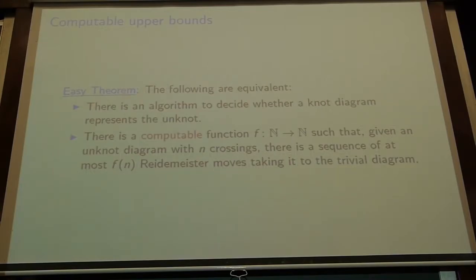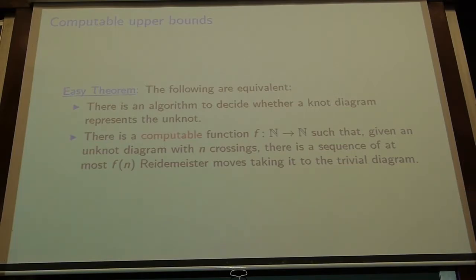And in fact, you have the following easy theorem: the following are equivalent. There is an algorithm to decide whether a knot diagram represents the unknot. And there's a computable function f from the natural numbers to the natural numbers, such that given any unknot diagram with n crossings, there's a sequence of at most f(n) Reidemeister moves taking it to the trivial diagram. Okay? So these are equivalent, and I've shown you one direction of that equivalence. I've shown you that if there's a computable function, then there's an algorithm to detect the unknot.